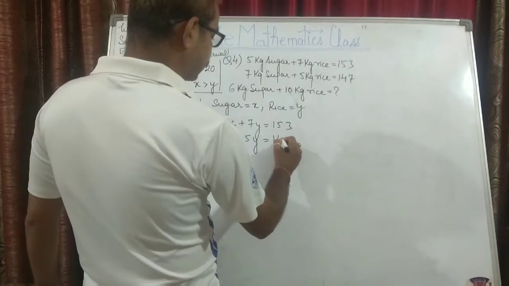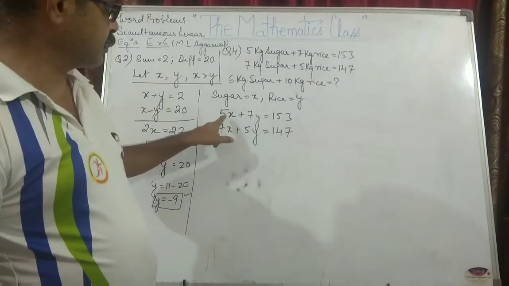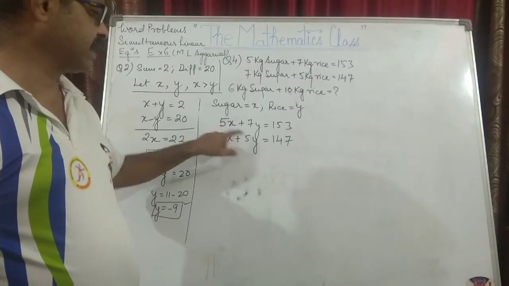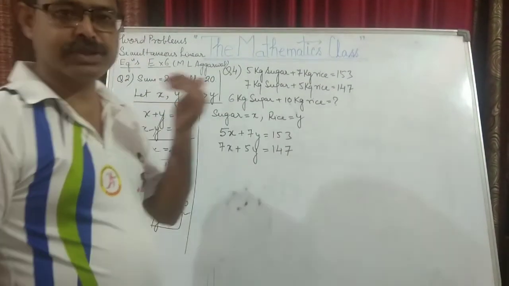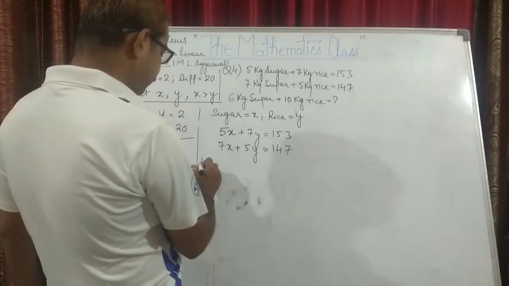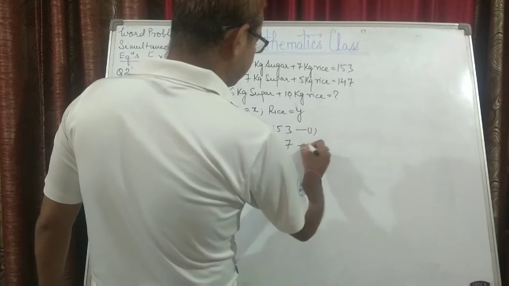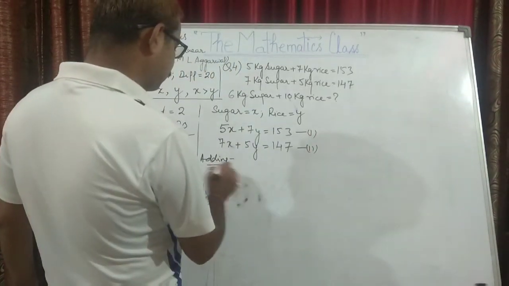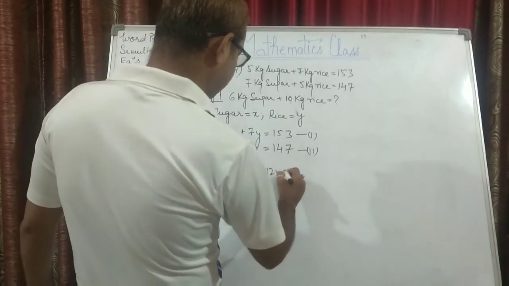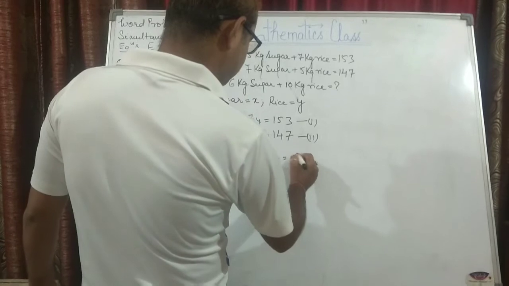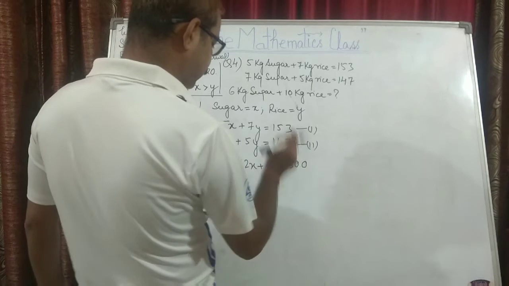Similarly, the second equation: 7 kg of sugar means 7x and 5 kg of rice means 5y is equal to 147. Now in the previous chapter we have discussed these types of questions. If the coefficients of x and y are like this, we add once and subtract once. Adding equation number 1 and 2, we get 7 and 5 is 12x plus 12y is equal to 300.